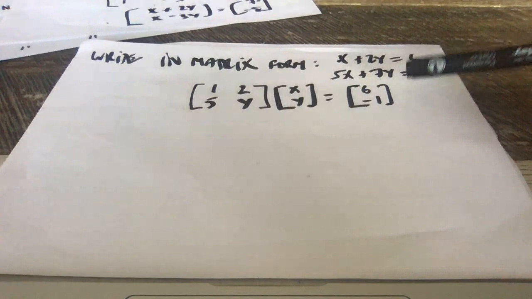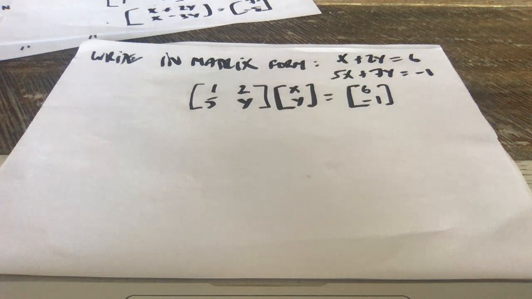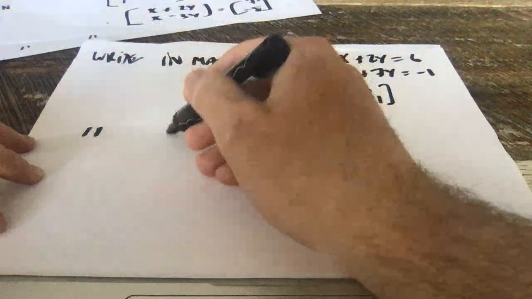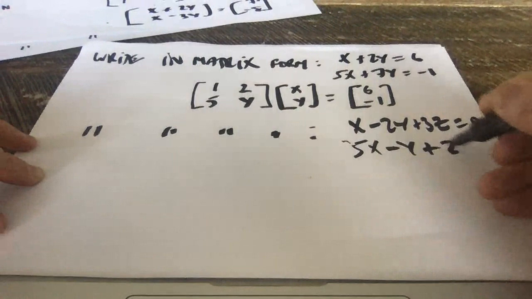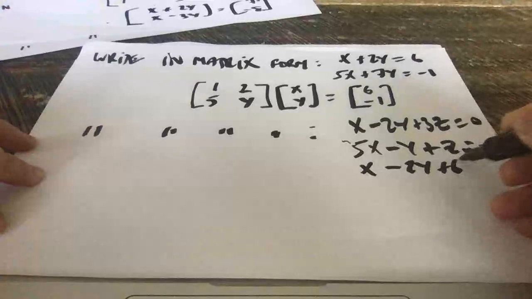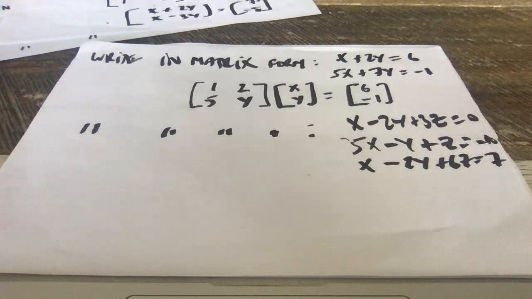Now you can generalize this to three equations and three unknowns. So if I ask you to write in matrix form x minus 2y plus 3z is equal to 0, 5x minus y plus z is equal to minus 10, and x minus 2y plus 6z is equal to 7. Okay, so here now we've got three equations and three unknowns. I don't know if you remember this from leaving school, but that's a very difficult thing to do. You're almost guaranteed to make a mistake because you've got a lot of things going on there. Too many variables.